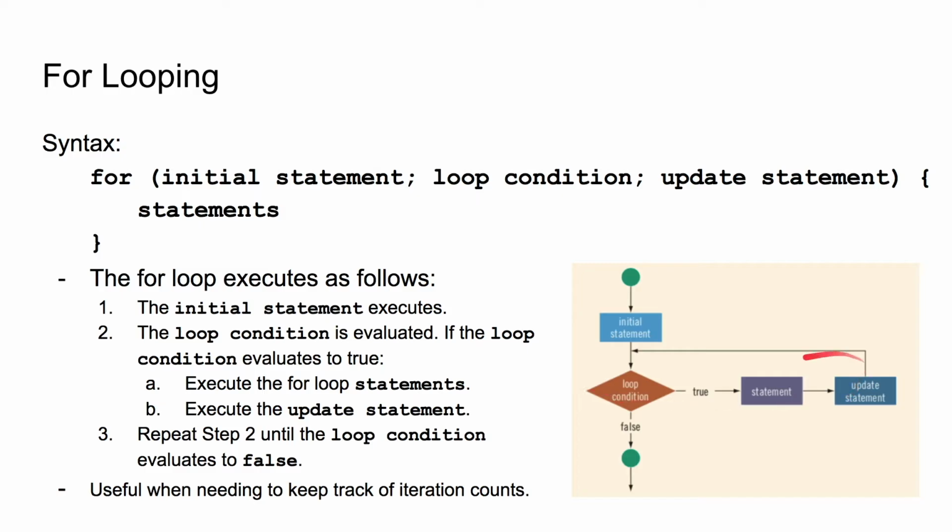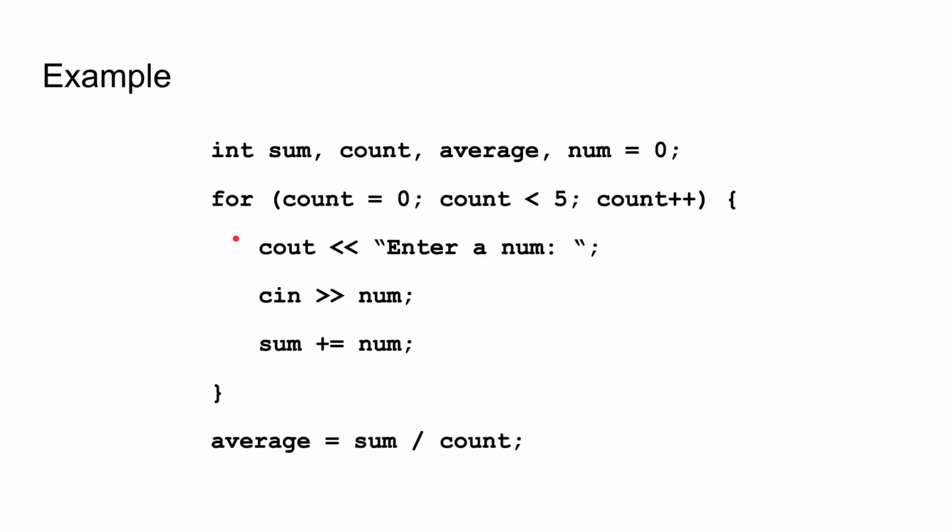It's going to come back and test this loop condition as many times as this loop condition is true, and then once it hits a false of this loop condition, it will continue on after this ending closing brace for the for loop.